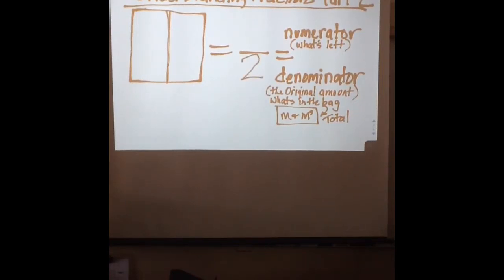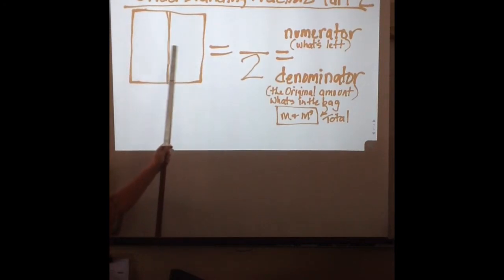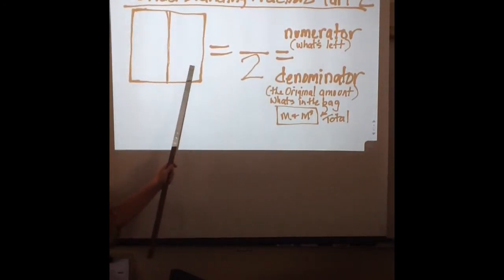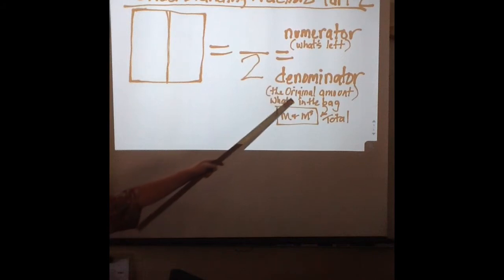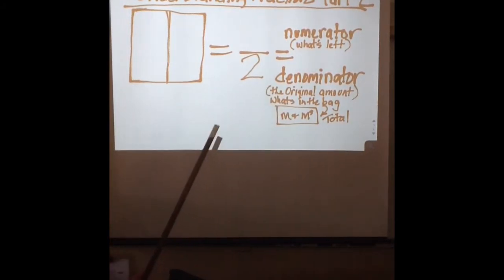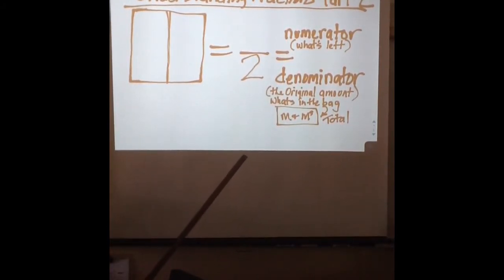Now that's called the denominator. That means that's the original amount of pieces that that thing was cut up into. I could say, well, this is paper, and we cut the paper into 2 pieces. It's one paper, but we cut the one paper into 2 pieces. It's the original amount, the amount you start with.